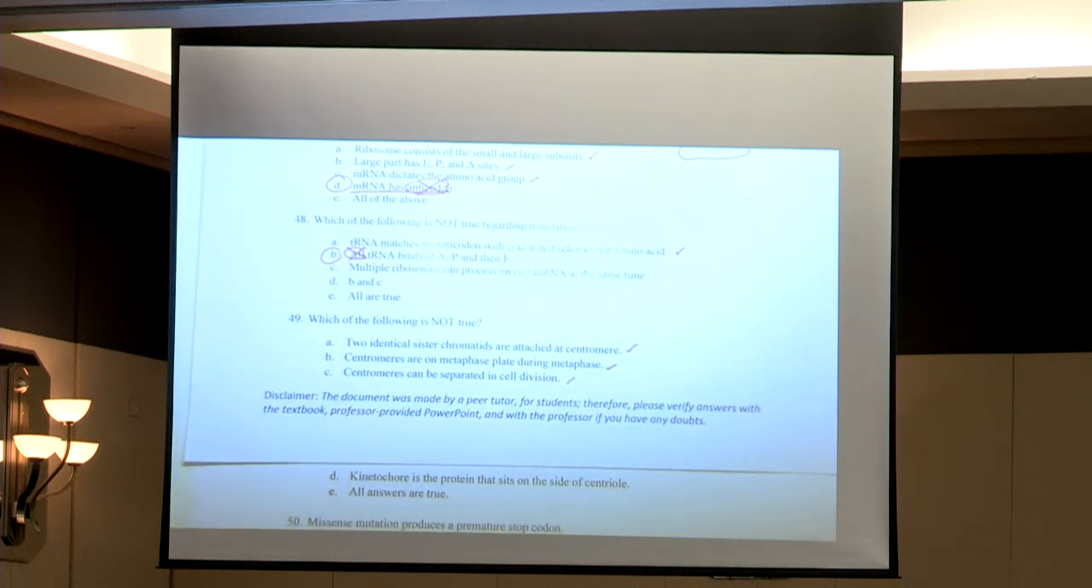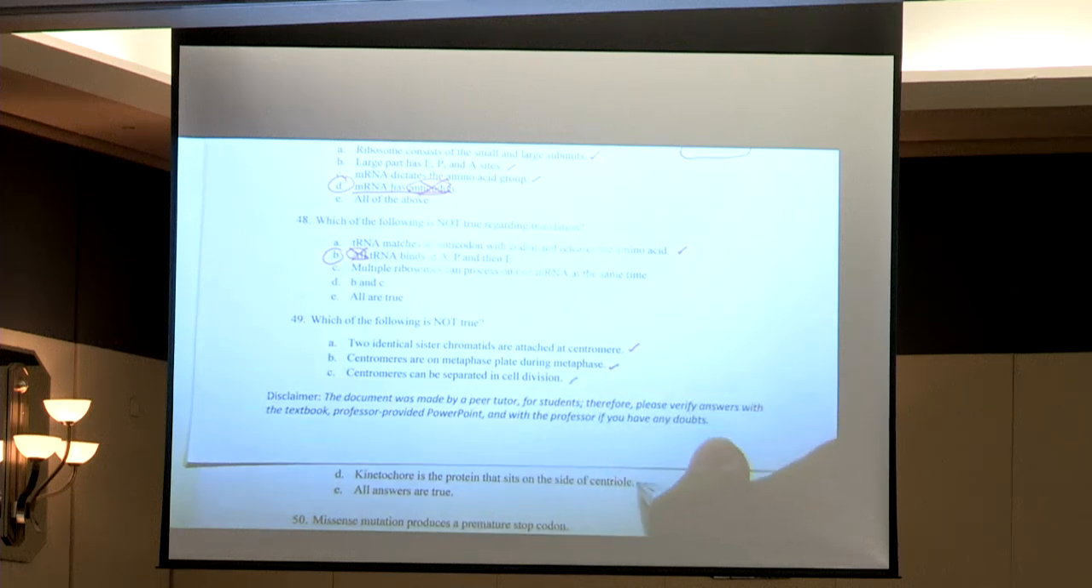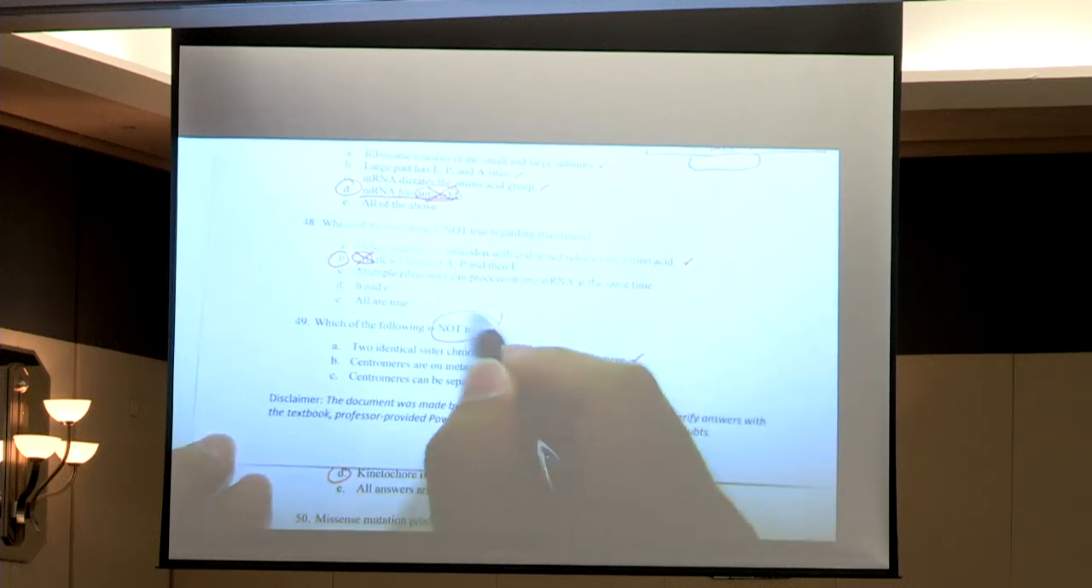Where does it sit on? We talked about it earlier. Centromere, right? Not centriole. Centriole is where it makes the spindle fiber, right? So this one is wrong. So the answer is this one, because we are looking for the one that is not true.